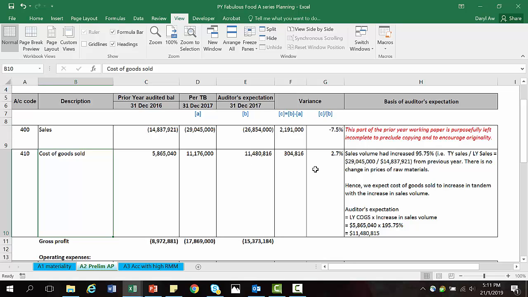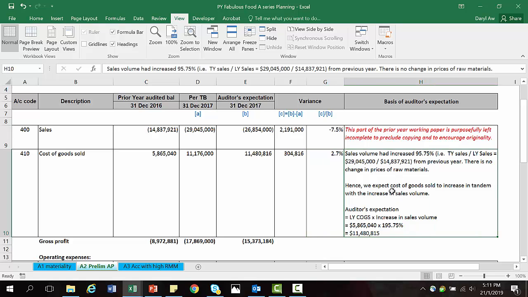Okay, so for example, let's look at cost of goods sold. Now, cost of goods sold generally would follow in tandem with the increase or decrease in sales. So if sales increases, we expect cost of goods sold to increase. This is my auditor's expectation. Hence I have explained here that we expect the cost of goods sold to increase because there is an increase in the sales volume for 2017.